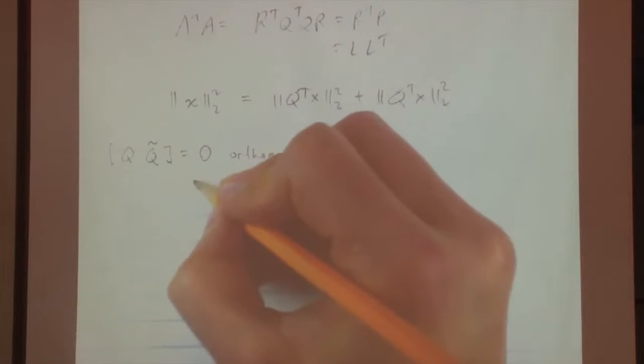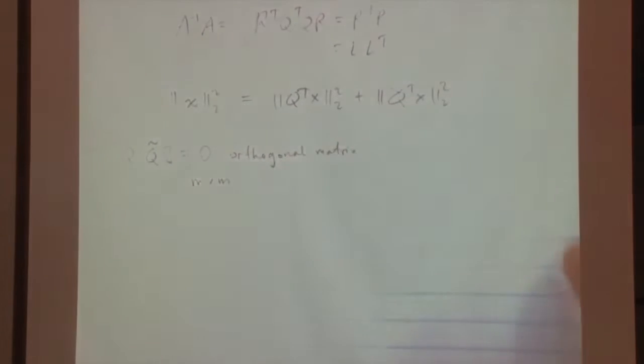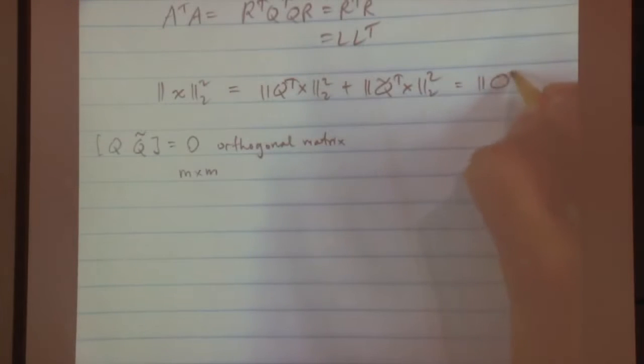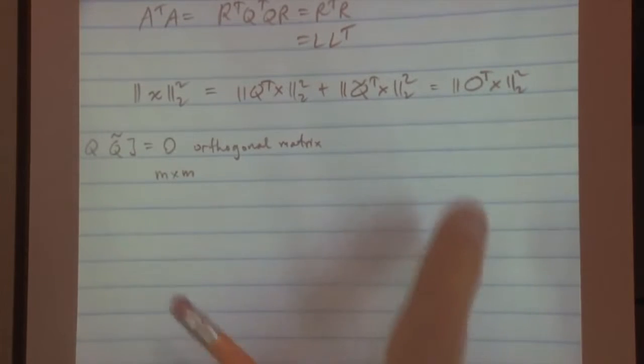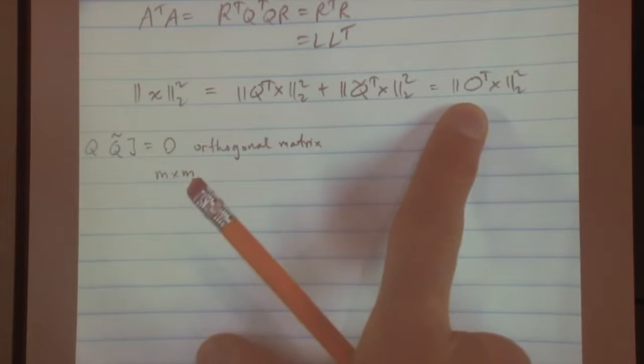So this O is going to be m by m. This just comes from the fact that this is equal to the orthogonal matrix O transpose times x, squared. And we always know that the norm of a vector is invariant if I multiply it by an orthogonal matrix.